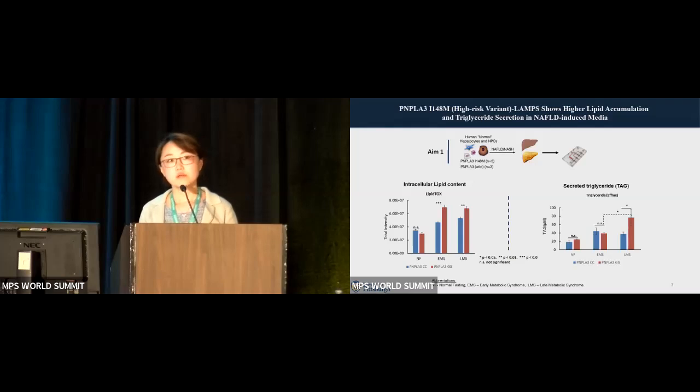Now we are working on more lots of the human primary hepatocytes to confirm our initial results here, and more characterization matrix are being carried out to evaluate the disease phenotypes such as fibrosis or cytokine release.